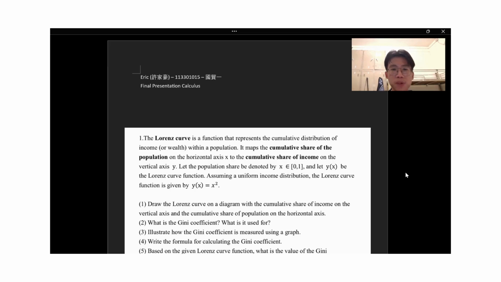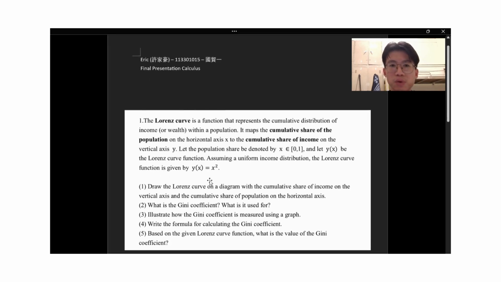Today I will make a final presentation of calculus created by Professor Jeku, and I will be responsible to explain question number 1. Today I am going to explain a topic from the calculus about the Lorentz curve and the Gini coefficient. I'll go step by step reading the question and also explain the answer. The Lorentz curve and the Gini coefficient are used to understand income inequality in a population. Before we go further to the question, let us read the case.